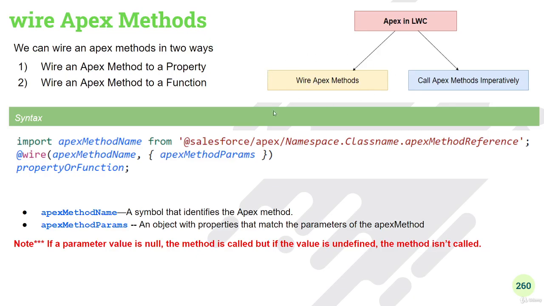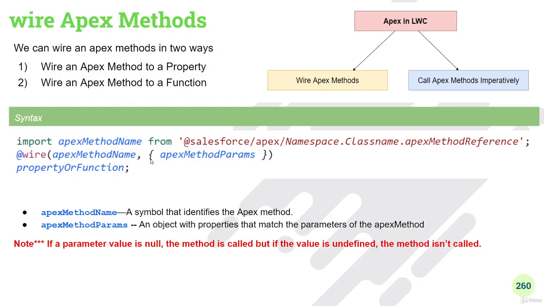And in the wire apex method also we have two ways to fetch the data. First is by property and the second by function. So the syntax is similar to the wire we have already seen with the adapters. So here first we import the method from the apex package, and we'll pass the class name and the method. Once the method name is available, we'll call @wire and pass the apex method name.